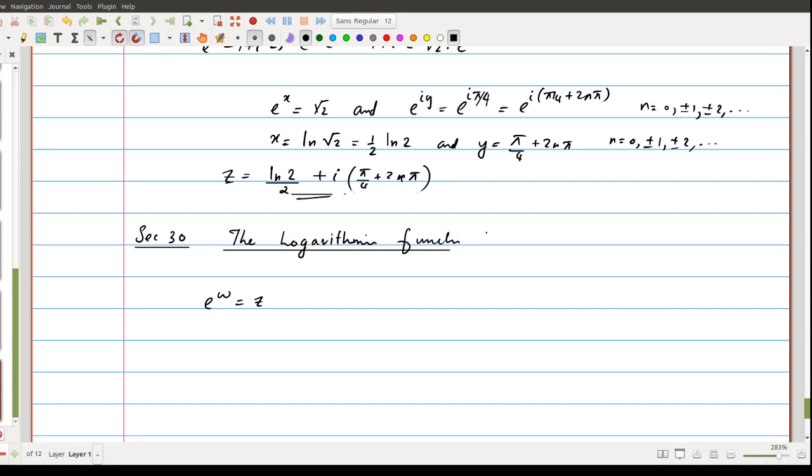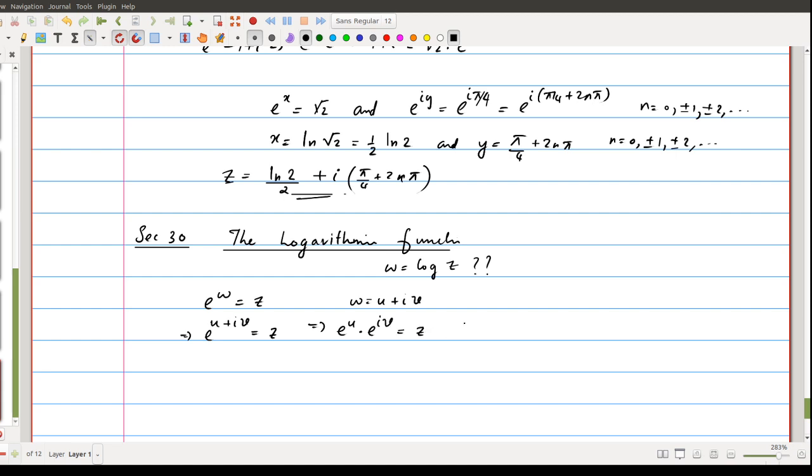If we write omega as log z, then to find such a function omega, we write e power omega is equal to z, and we know that omega can be written as, if omega is equal to u plus iv, then we can write e power omega is equal to z implies e power u plus i times v is equal to z. Okay, so that implies e power u times e power iv is equal to z.